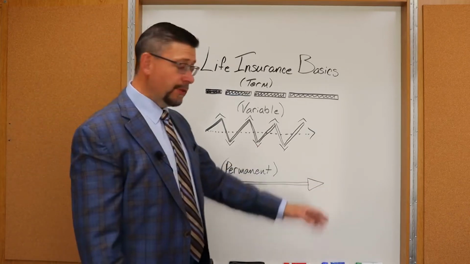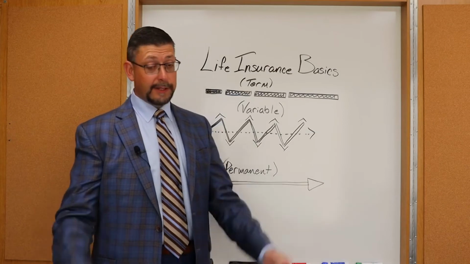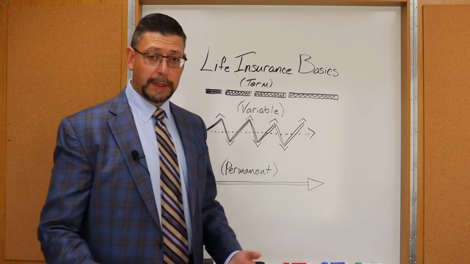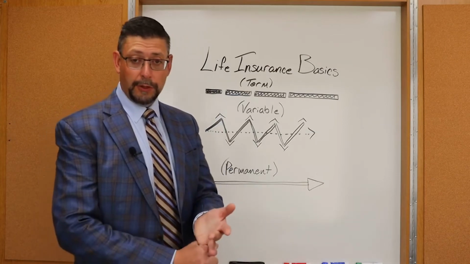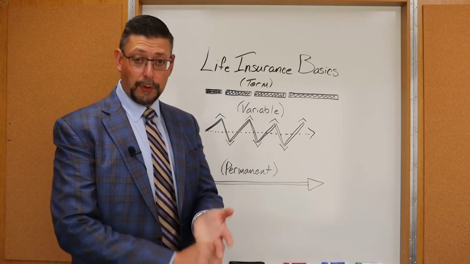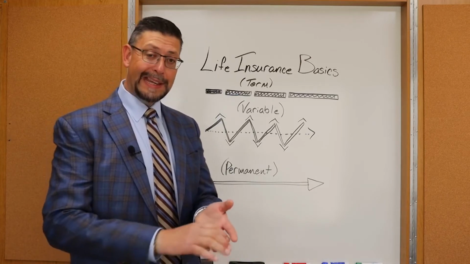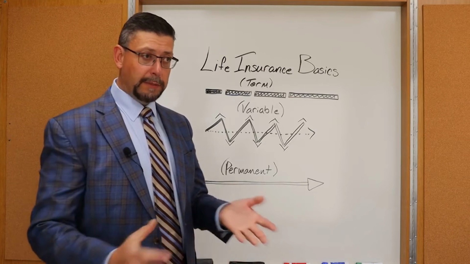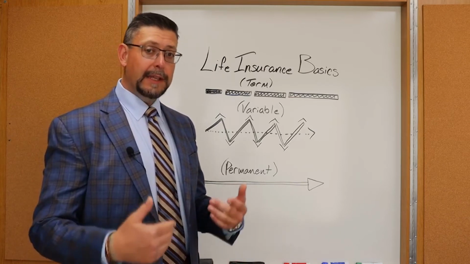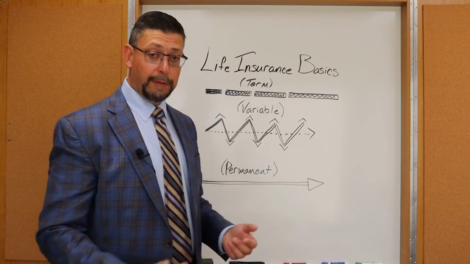Permanent life insurance. Now, the reason that this one's just a straight arrow is because it is a straight arrow. Permanent life insurance typically comes in three forms: traditional whole life that pays dividends, universal life that is interest sensitive, and indexed, which is based upon the market but does not actually cause you to lose money if the market goes down.